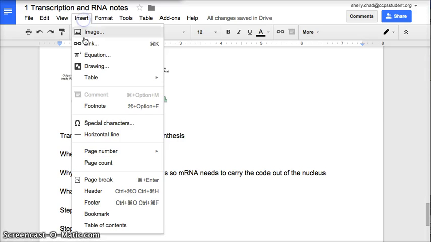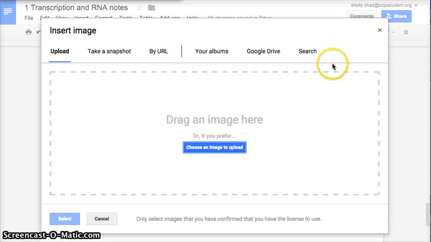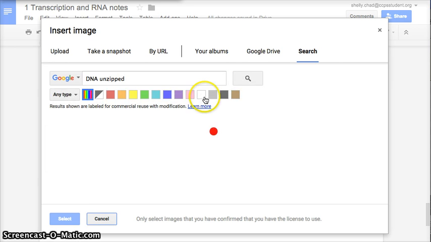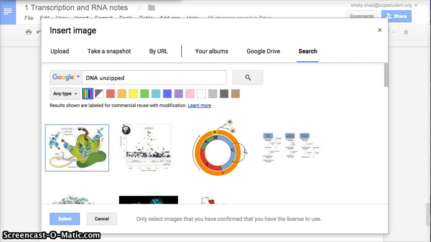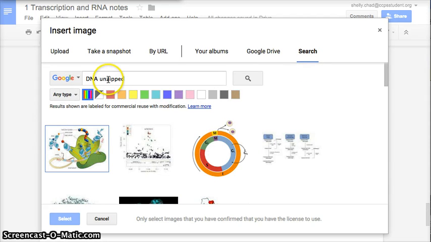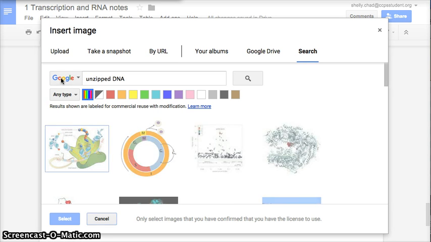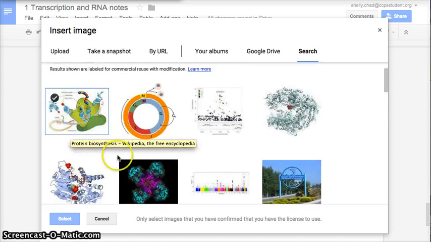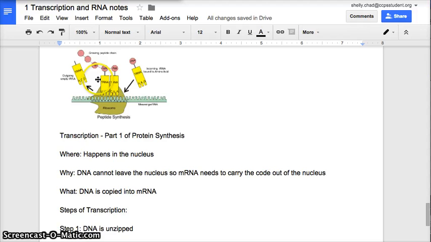So insert image, and let's see if I can find DNA unzipped. Alright, so this is best. So this would be better to do on paper, to show the DNA breaking apart. Alright, so I'm going to attempt to draw this here.